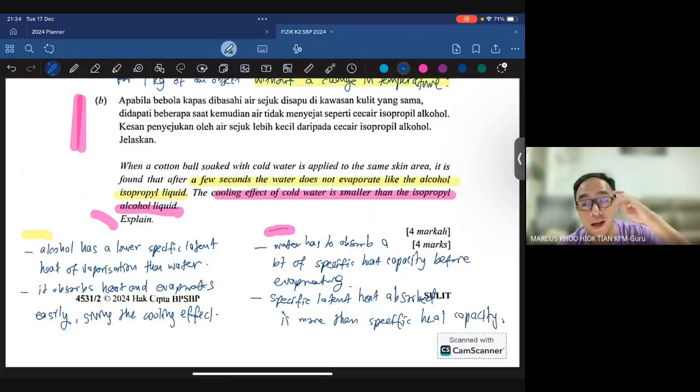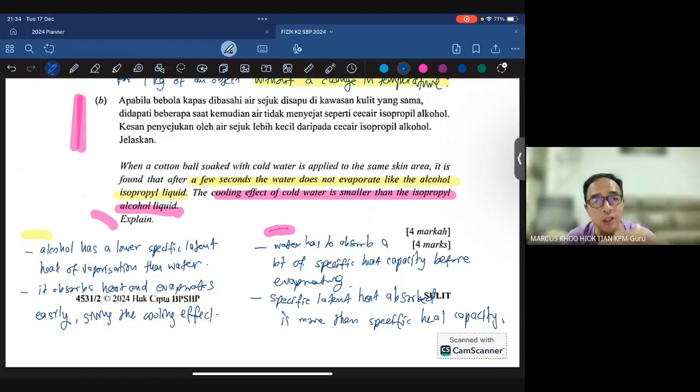That's why the cooling effect of the alcohol is much bigger. Water's specific heat capacity is 4,200 units, like two zeros at the back. But alcohol's specific latent heat is 10 to the power of 5. This is a big number, so a lot more heat is absorbed just to evaporate.